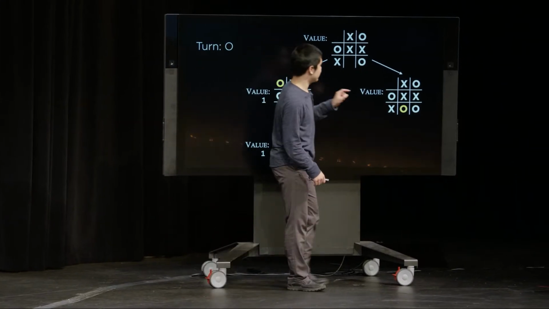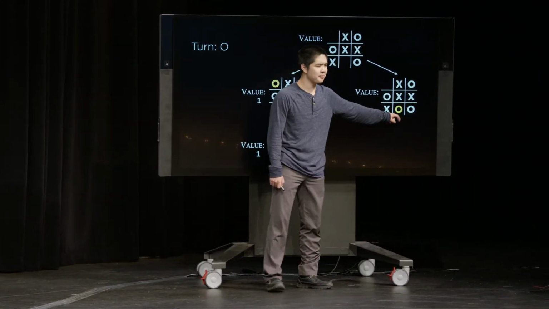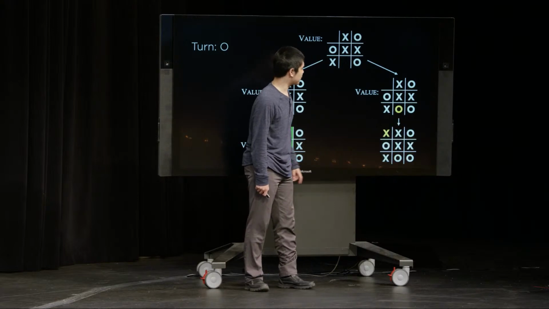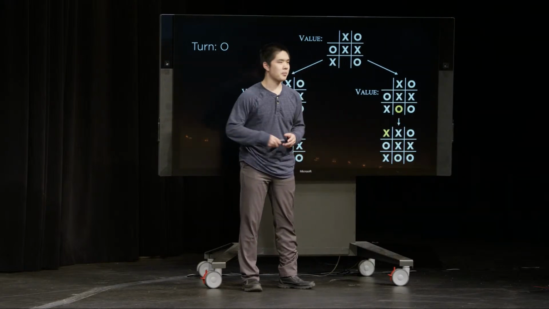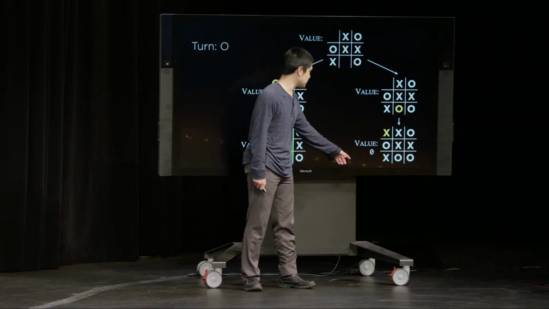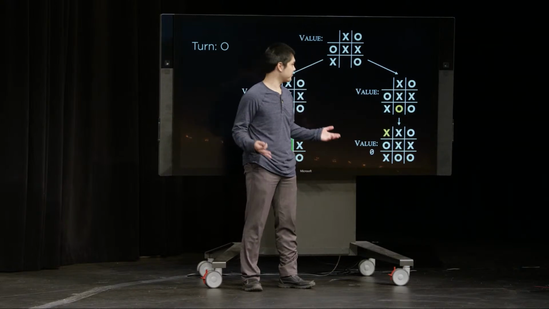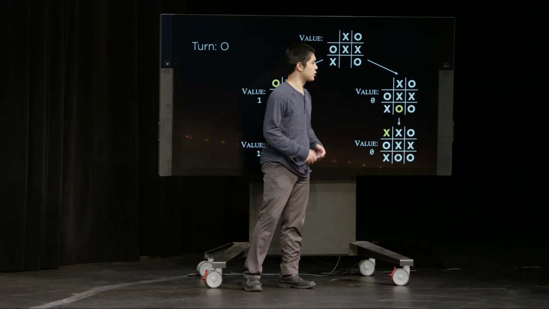O could also have blocked X by playing in the bottom here, and in that case, that's going to lead to X playing in the upper left. It's the only other possible option. That board has a value of 0. It's a tie since nobody won, which means this board also has a value of 0.